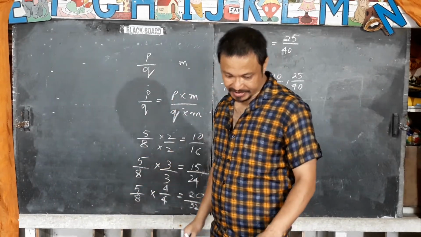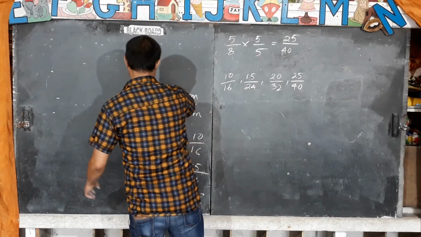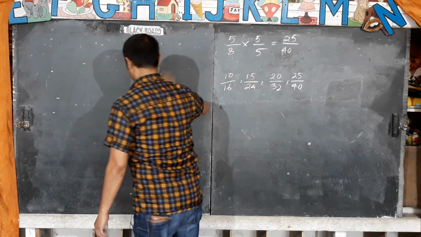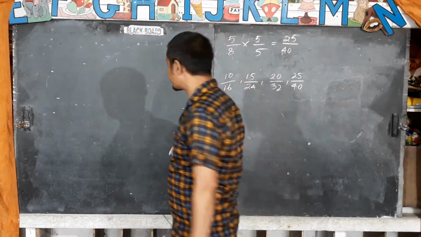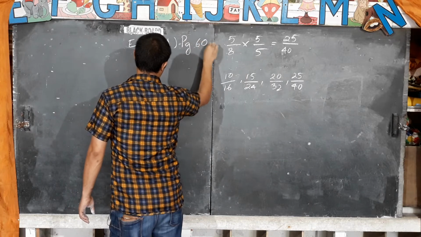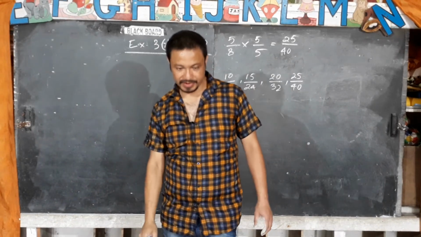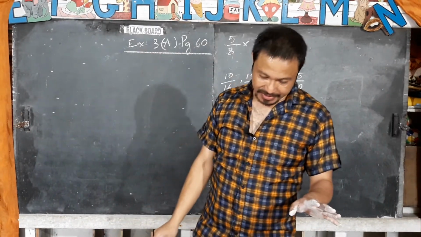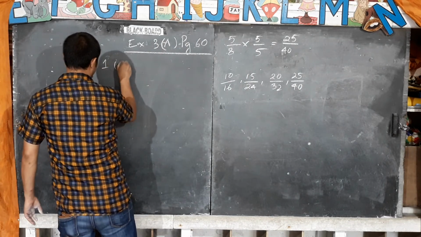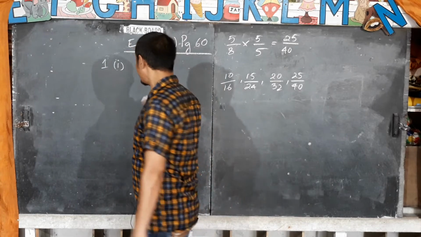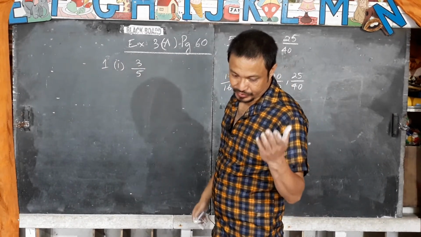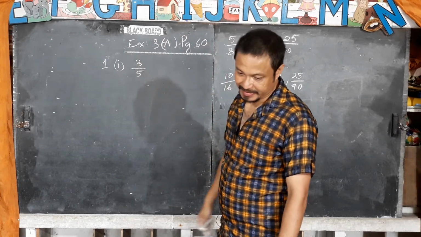Okay, so it says out here, find 5 rational numbers equivalent to each of the following rational numbers. So question number 1, the first one is 3 upon 5. Now we need to find 5 rational numbers equivalent to this 3 upon 5.